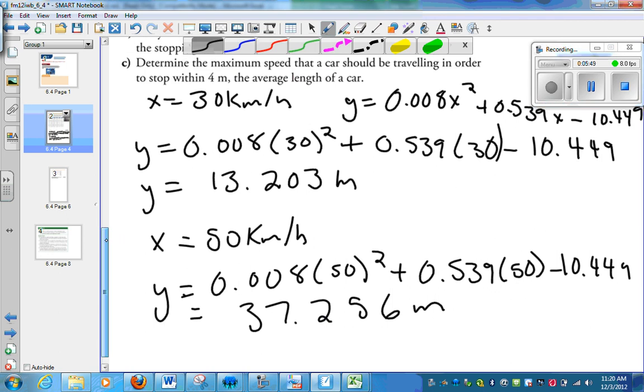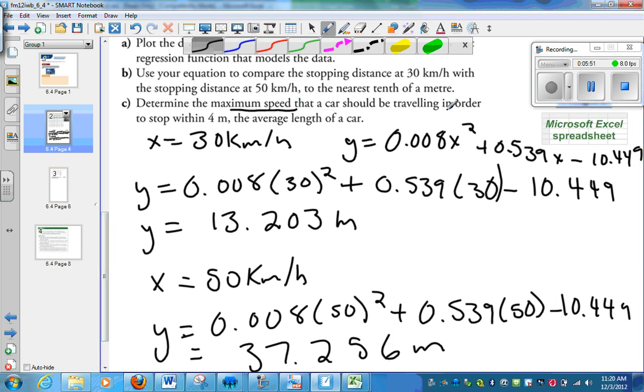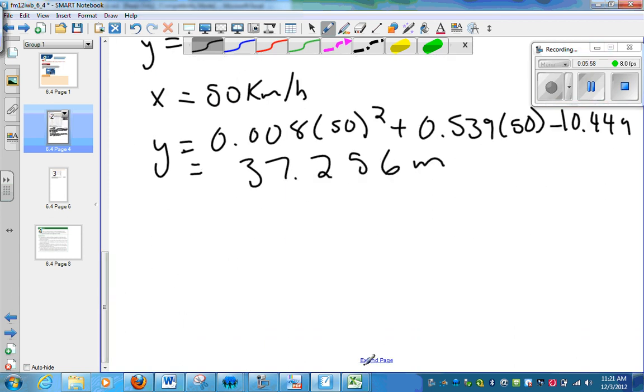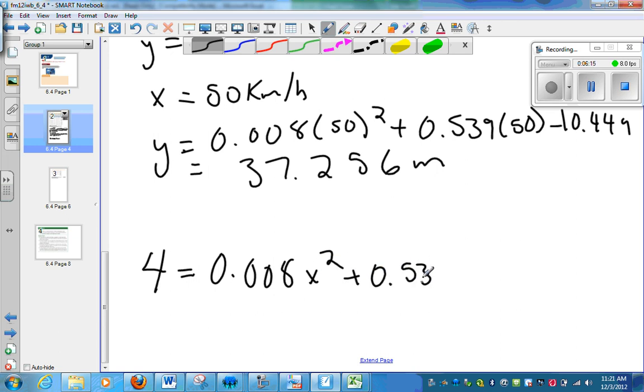The next part of the question says, determine the maximum speed the car should be traveling in order to stop within 4 meters, the average length of a car. So if I want to stop within 4 meters, I'm going to put 4 in for y, and then I'm going to solve this equation: 0.008x squared plus 0.39x minus 10.449. Okay, so here I have a quadratic equation.